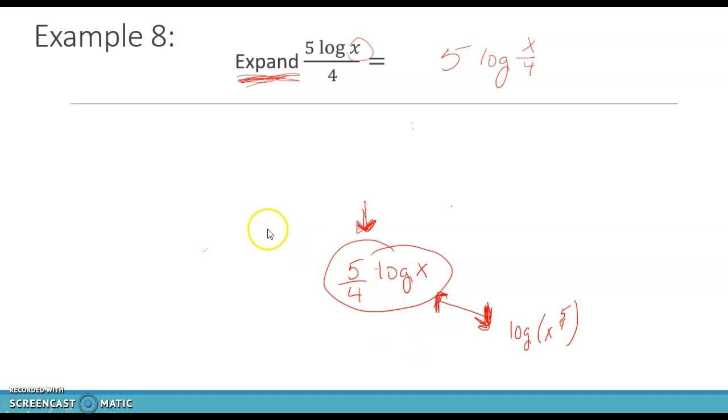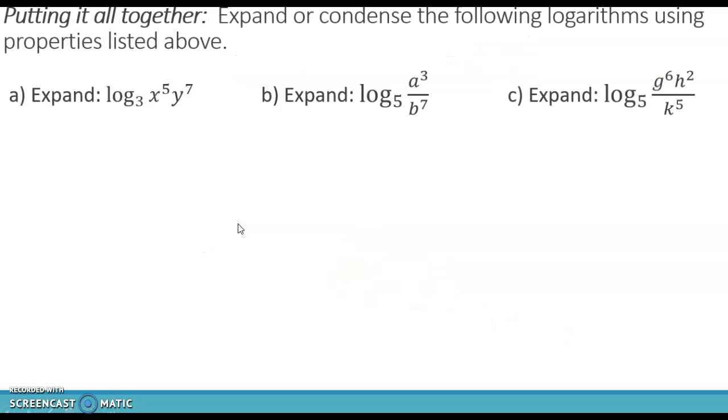All right, let's go to the next one. Putting it all together, expand or condense the following logarithms using the properties listed above. I think they meant to say condense a minute ago. This one says expand or condense, so let's try each one of these.